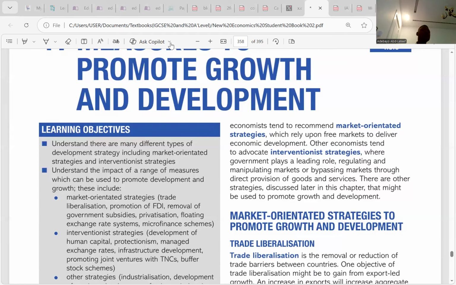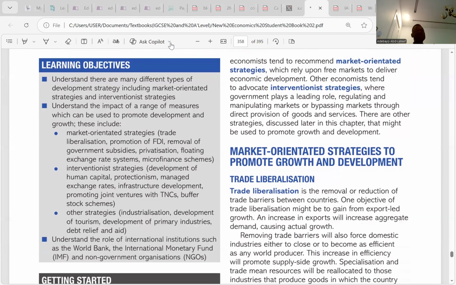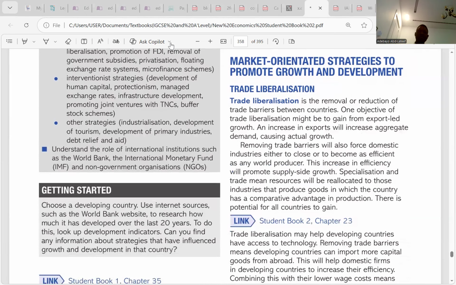And for interventionist strategies, it's simply talking about government trying to manipulate, government trying to come out with policies, government taking the leading role to ensure that the economy is growing and it's developing. So that's the difference between the market-oriented strategies and the interventionist strategies. So we're going to start with market-oriented strategies to promote growth and development.